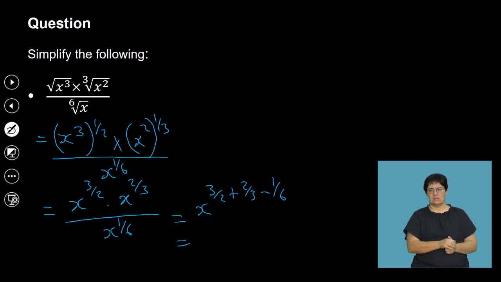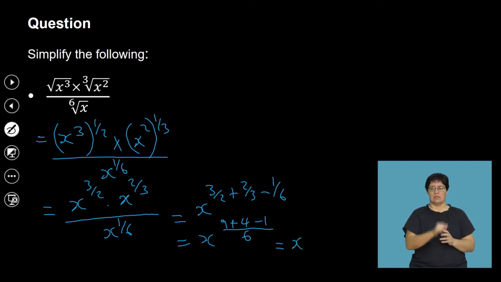But my LCM here will be 6. So for this to be 6, I multiply it by 3. So that's 9 plus that 4. So it will be x to the exponent of 9 plus 4 minus 1 all over 6. Which will then be x to the exponent of 9 plus 4 is 13 minus 1, that's 12, divided by 6 will just be 2. And then that will just be my answer there, x squared. That will be the answer, right?